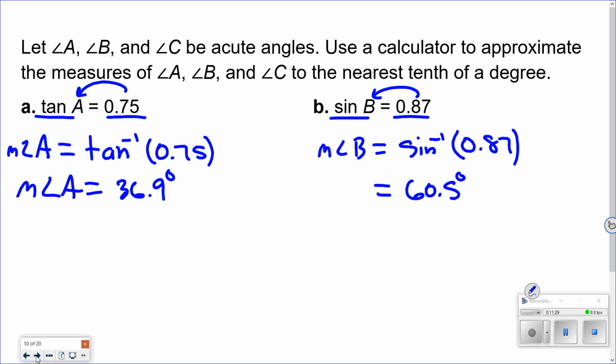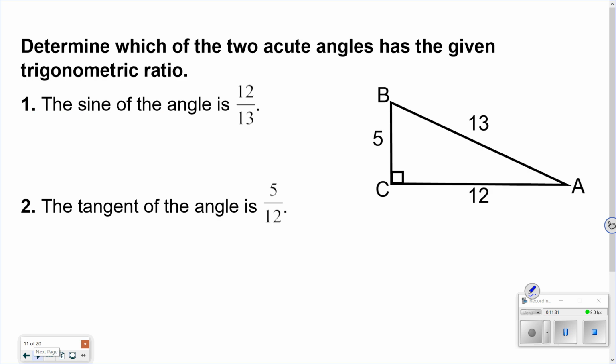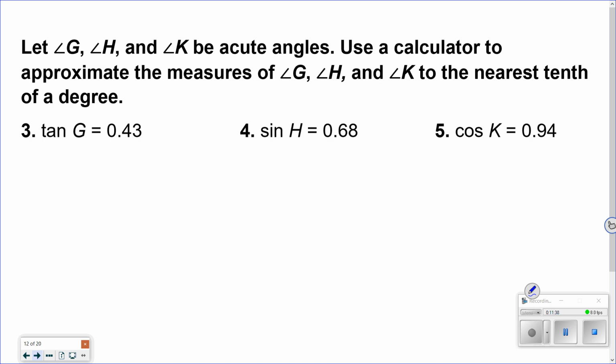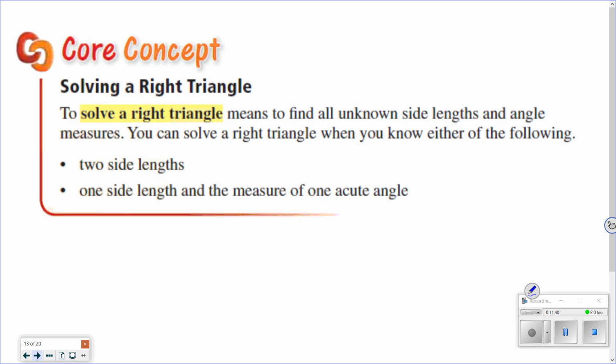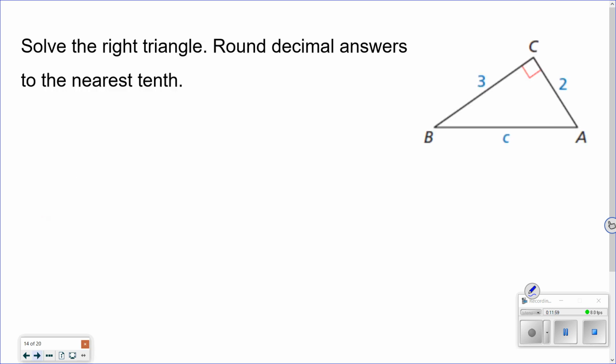Okay, this is important because we're going to be solving triangles, and so we're going to have to think backwards here. So if I skip ahead here, it says, if you solve a right triangle, it means to find all of the unknown side lengths and angle measures. You can always solve a right triangle if you either have two sides or you have one side and one acute angle. As long as you have those two things, then you can always solve for the other sides or the other angles.